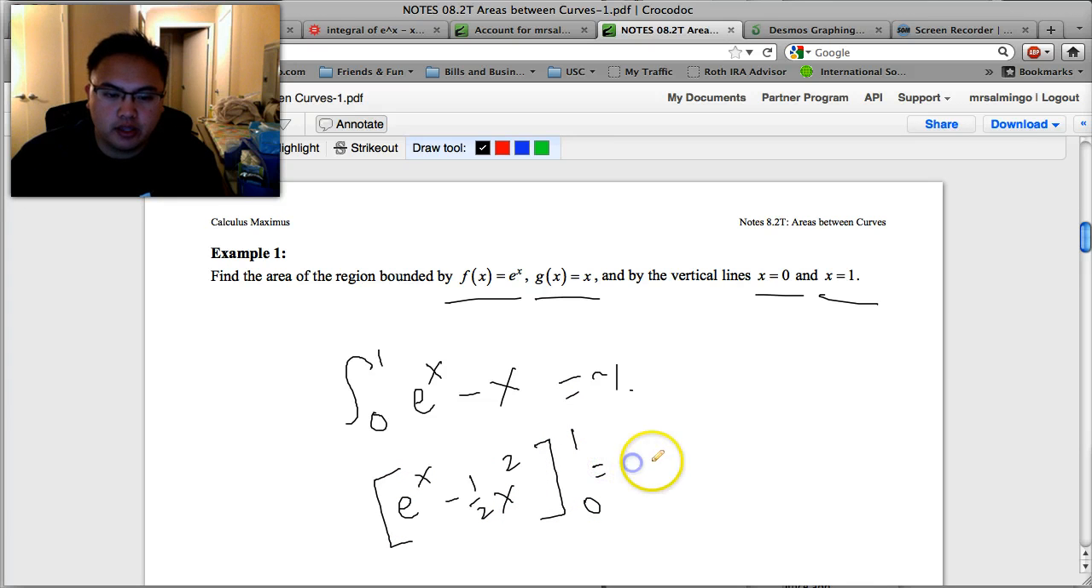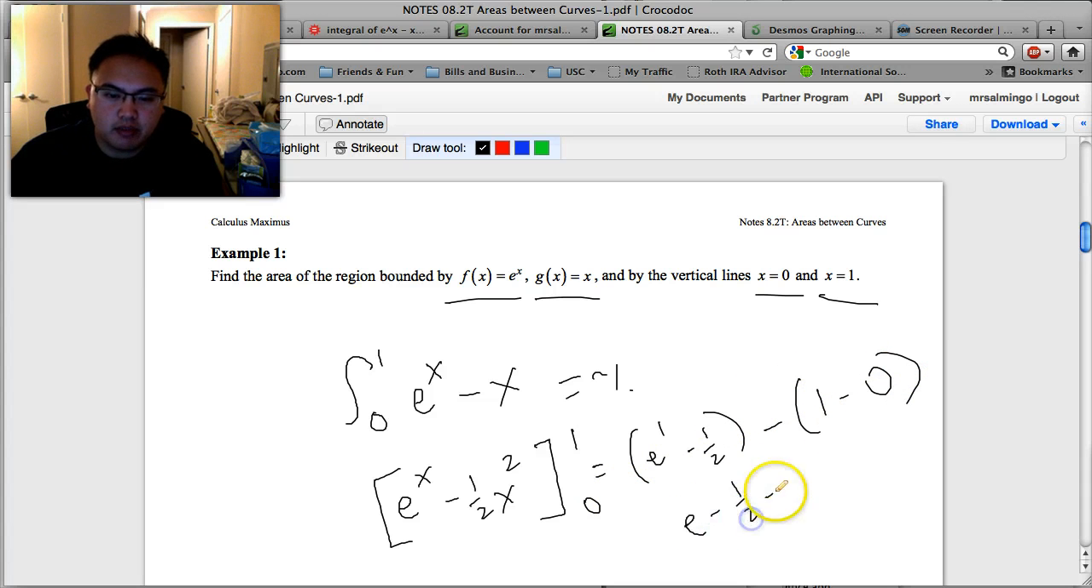If I plug in 1, I get e to the 1 minus half. If I plug in 0, I get 1 minus 0. When I subtract across, I get e minus half minus 1. I get e minus, taking this as like 1.5, e minus 3 over 2.